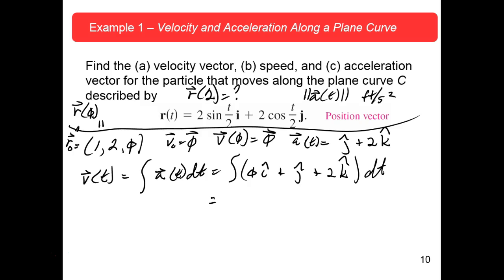Antiderivative of 0 is a constant, so let's call that C1 i, plus... okay, it's more than C2. Antiderivative of 1, or dt, would be t plus C2 j, right? Agreed? Okay. Next.